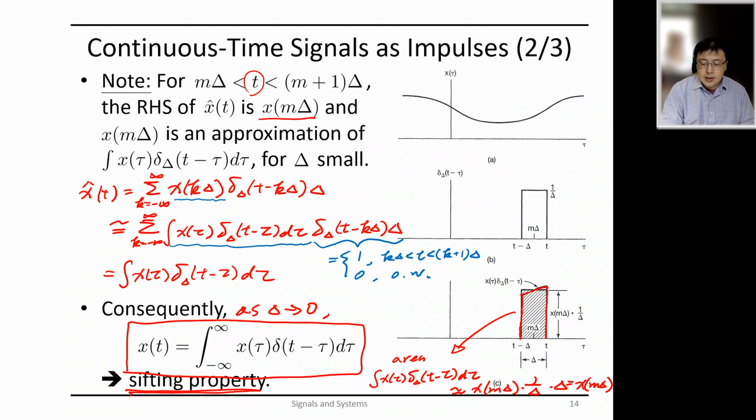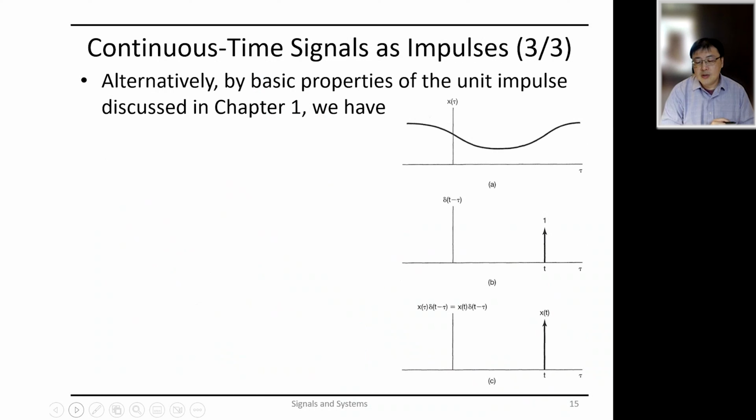Now, this shifting property, you can actually obtain in a much simpler fashion. The reason we went through the development before is because we wanted to draw some relation with the discrete time case. But actually, we were capable of obtaining this from the basic properties of the unit impulse that we introduced in chapter 1. Quite directly, if you recall the techniques in chapter 1.